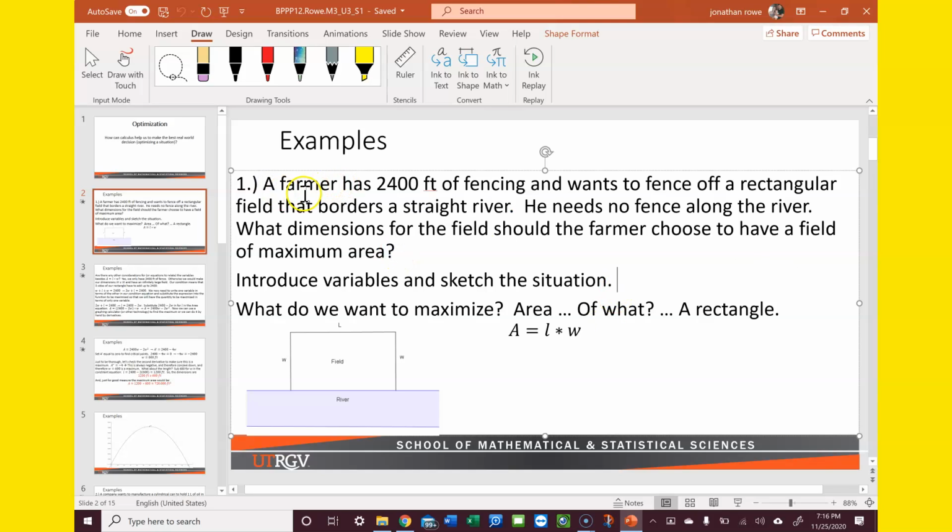All right, so first example: a farmer has 2,400 feet of fencing and wants to fence off a rectangular field that borders a straight river. He needs no fence along the river. What dimensions for the field should the farmer choose to have a field of maximum area?